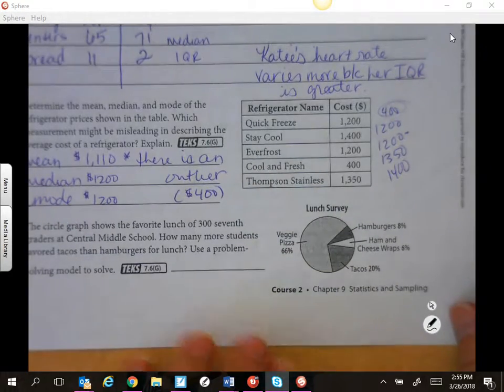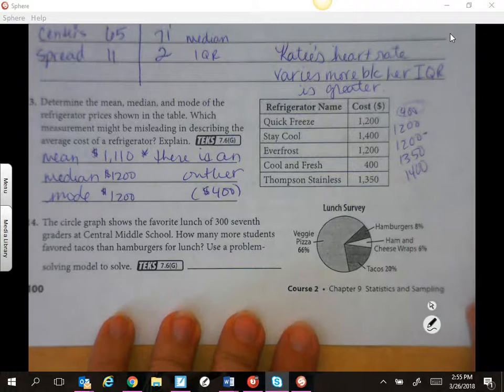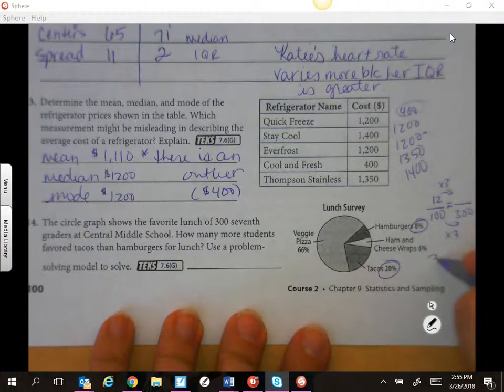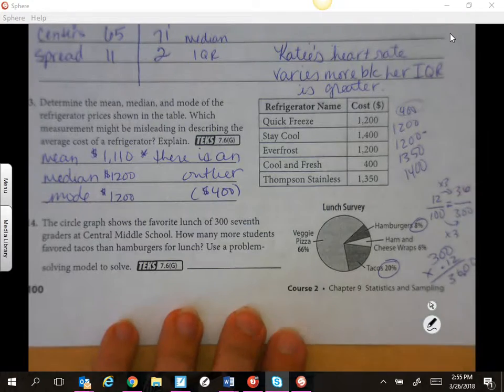And finally, the circle graph shows the favorite lunch of 300 7th graders, Central Middle School. How many more students favored tacos and hamburgers for lunch? Okay, so we're only looking here and here. So that's 12% out of, and there were 300. So you can use a scale factor of times 3. Or you could say 300 times 0.12. Either way, you get 36 students.